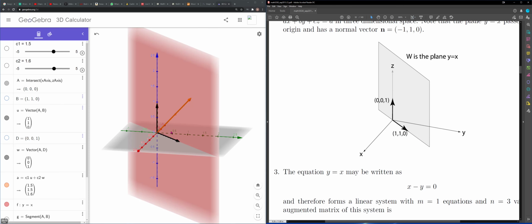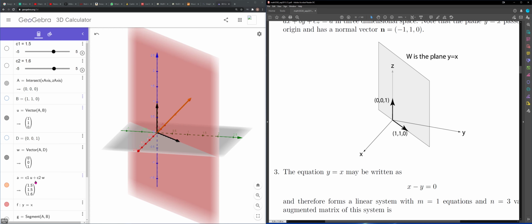Let me illustrate through the software that these two vectors, 1, 1, 0 and 0, 0, 1, would be a spanning set for the plane y equals x, for the subspace. I have my vector 1, 1, 0, which is this black vector lying on my xy plane. Then I have 0, 0, 1, which is this vector over here. In the software, I'm calling the vector 1, 1, 0 u and the vector 0, 0, 1 w, the vertical one here.